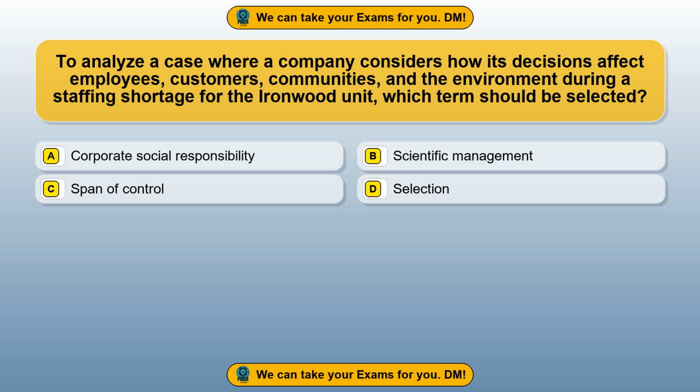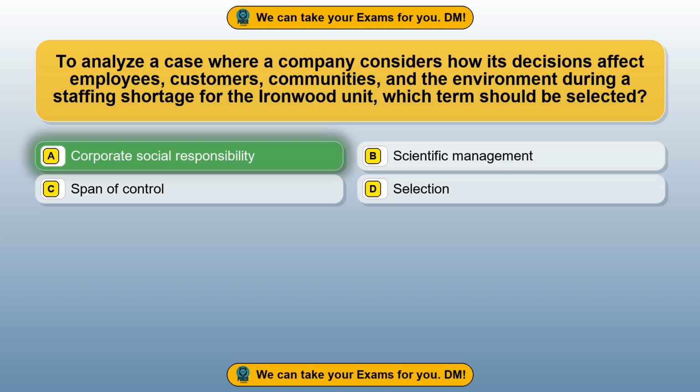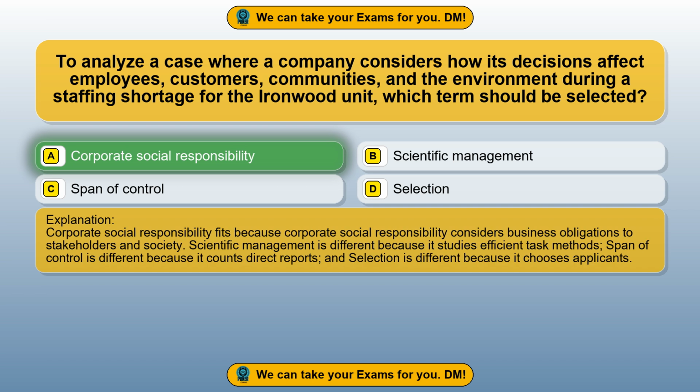Option A, corporate social responsibility. Option B, scientific management. Option C, span of control. Option D, selection. The correct answer is option A, corporate social responsibility. Corporate social responsibility fits because corporate social responsibility considers business obligations to stakeholders and society.